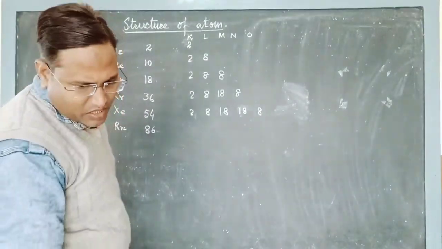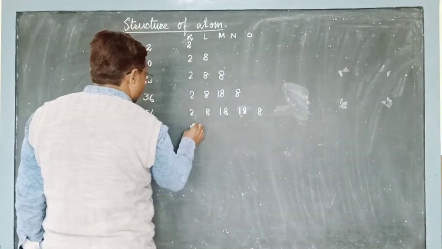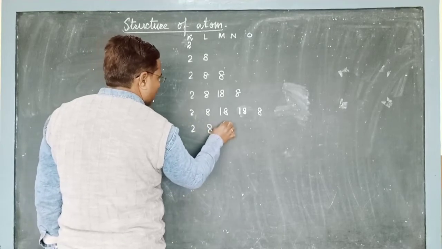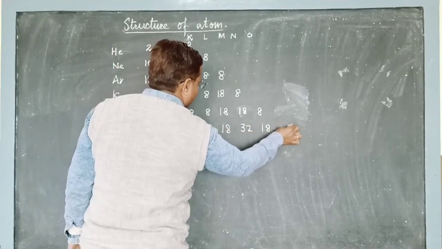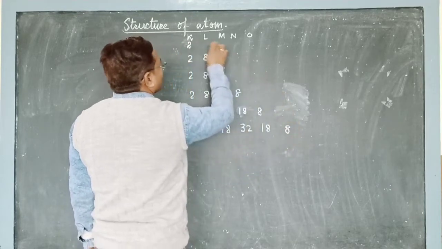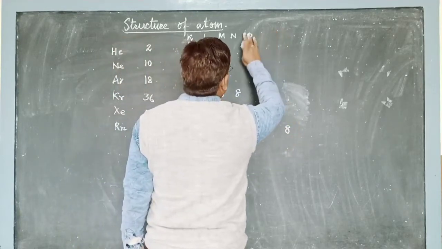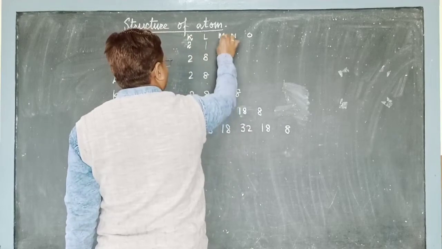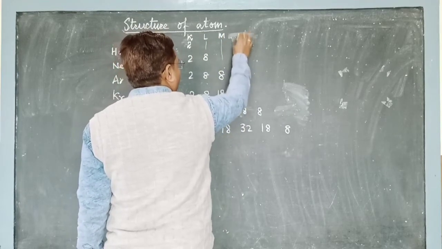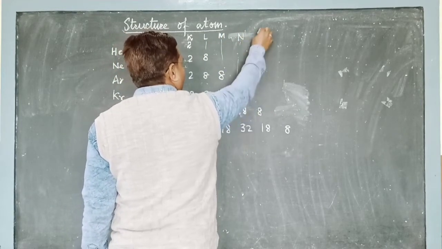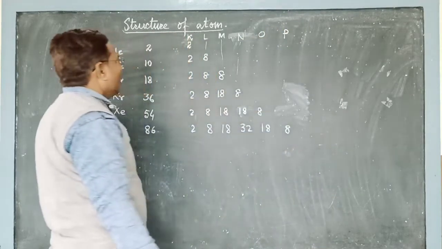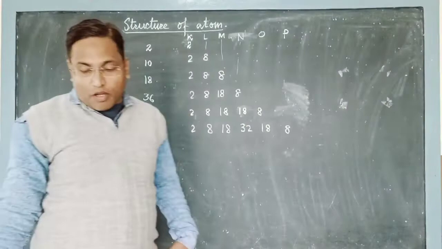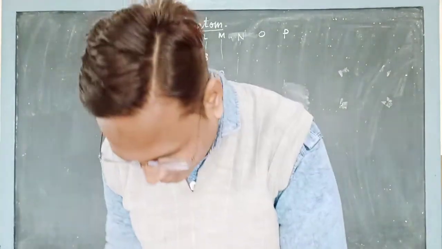Radon is 86. 86, we have done 2, 8, 18, 32, 18 and 8. This one is K, L, M, then this one is N, this one is O. So these are noble gases, and about noble gases you will also learn.